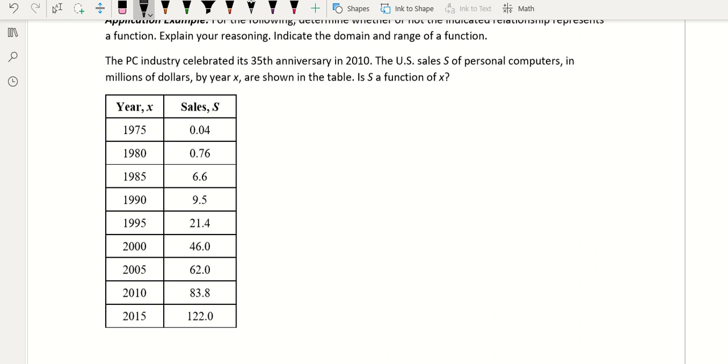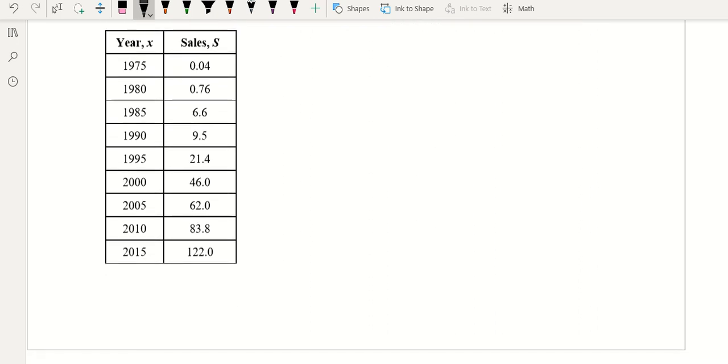I can say safely that this is a function. Every year is associated with a certain amount of sales. All right. Yes, this would be a function. Now, there are no years that repeat. It's quite obvious, but there are no years that repeat. So the X values are good and each is associated with a member of Y, which would be the sales.